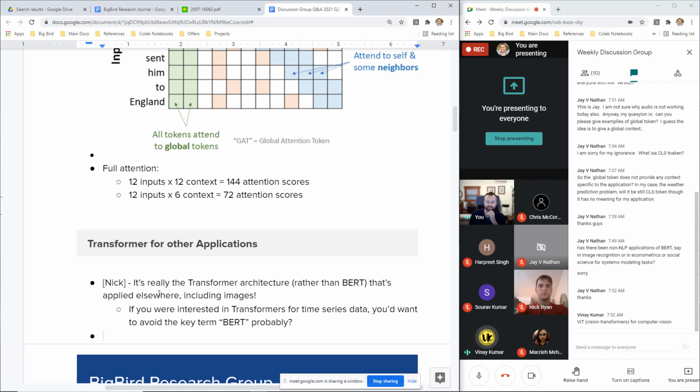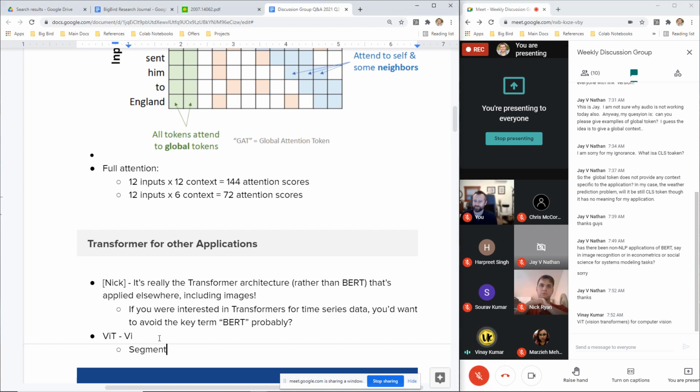So actually the innovation there is a paper called "An Image is Worth 16x16 Words." What they do is convert the image into a sequence of 16 by 16 chunks. They segment the whole image into 16 by 16 chunks, and that's the sequence. And that's what they feed into the transformer model.